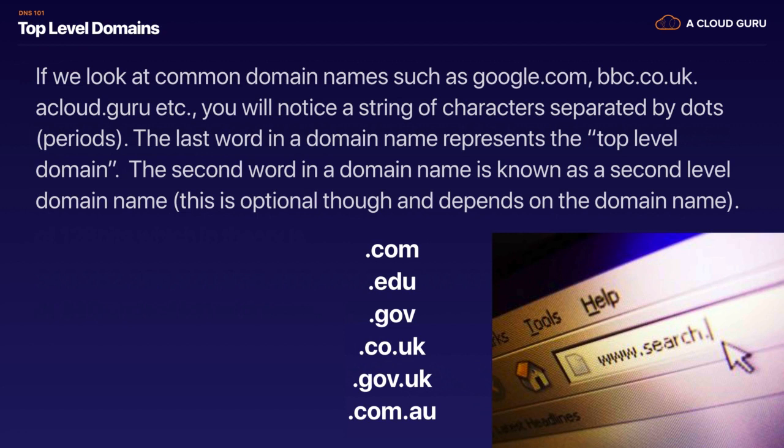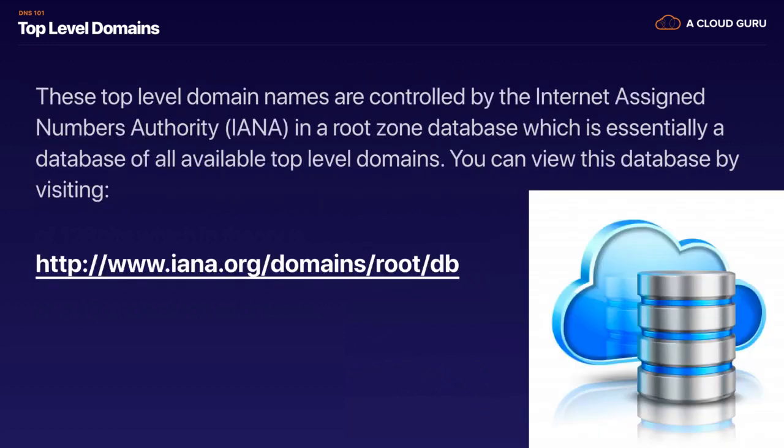In the UK, we have a lot of .co.uk. So .uk is the top-level domain, and then the .co is known as the second-level domain name. That's the difference between a second-level domain name and a top-level domain name. Similarly, in Australia, we've got .com.au. So top-level is .au, and then the .com is the second-level domain name. These domain names are controlled by the Internet Assigned Numbers Authority, or IANA. And this is in a root zone database, which essentially is a database of all available top-level domains.